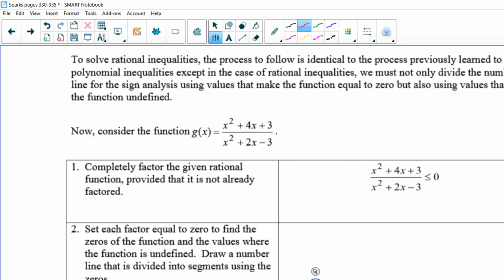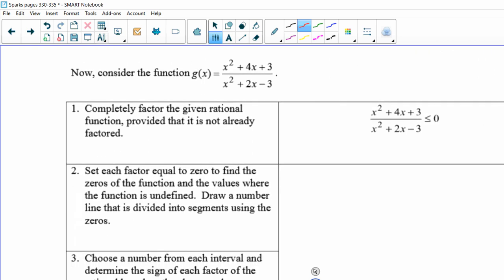To solve rational inequalities, the process to follow is identical to the process that we learned to solve polynomial inequalities, except now we have to deal with the denominator. That's the only difference. We're still going to work with that same equation. Step 1. Back. Well, if we don't have that memorized by now, we've got a problem.